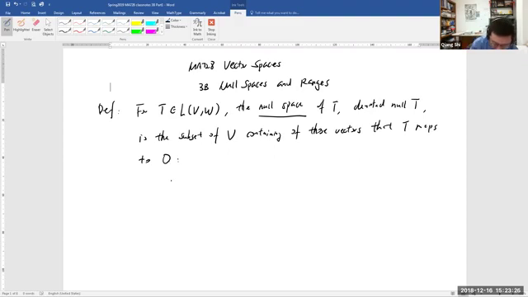Let's write a set notation for this. Null T is the set of lowercase v in the vector space V such that T of v is equal to 0.